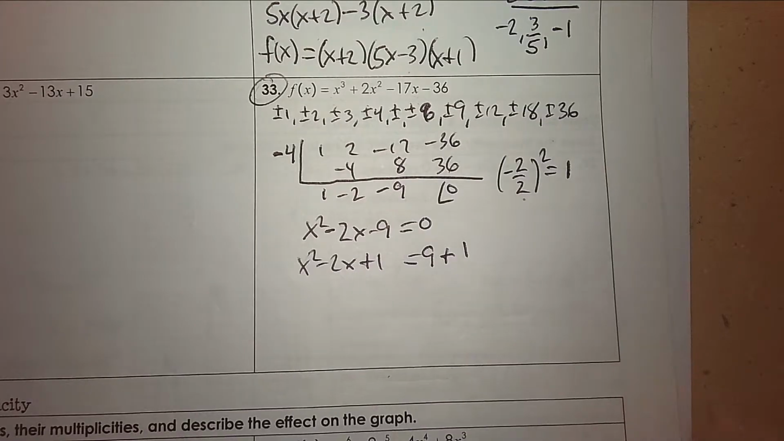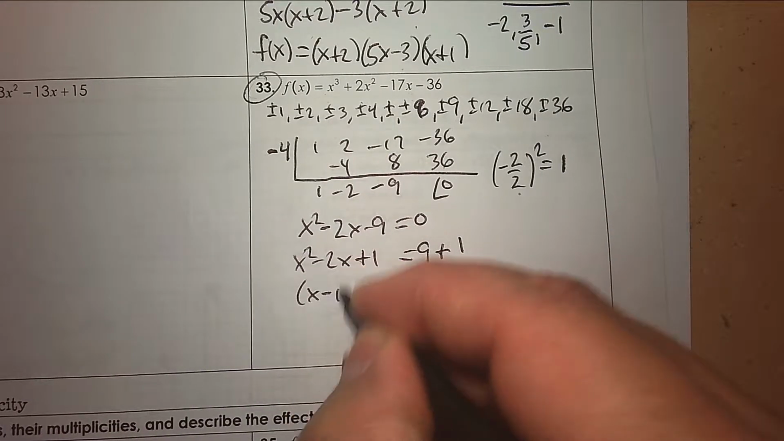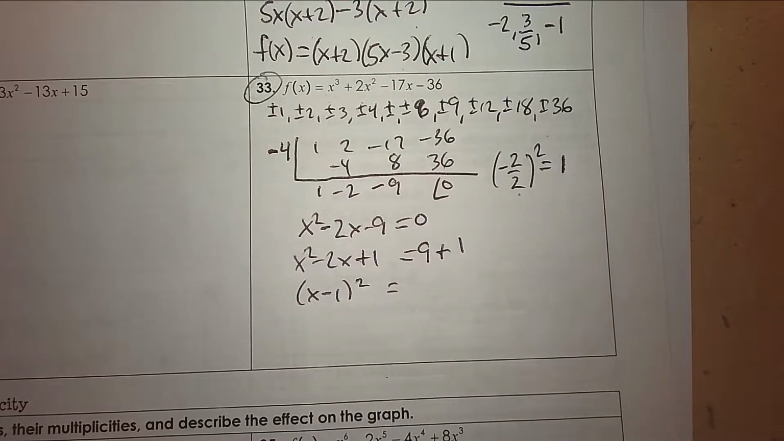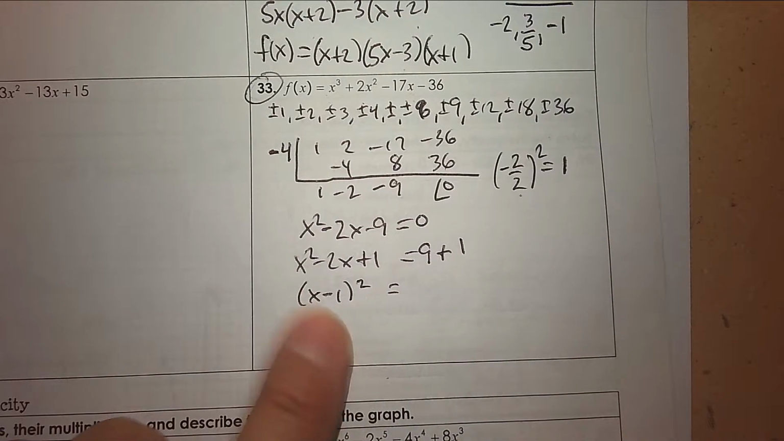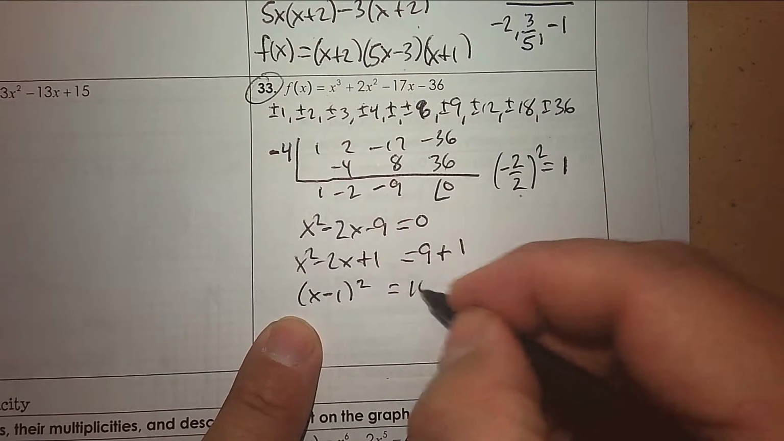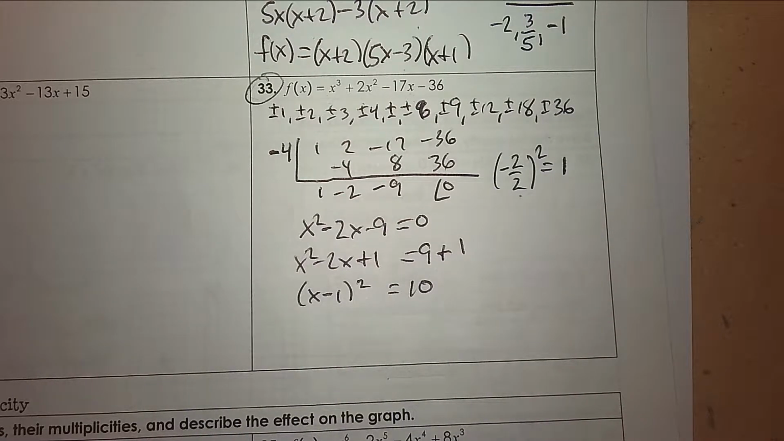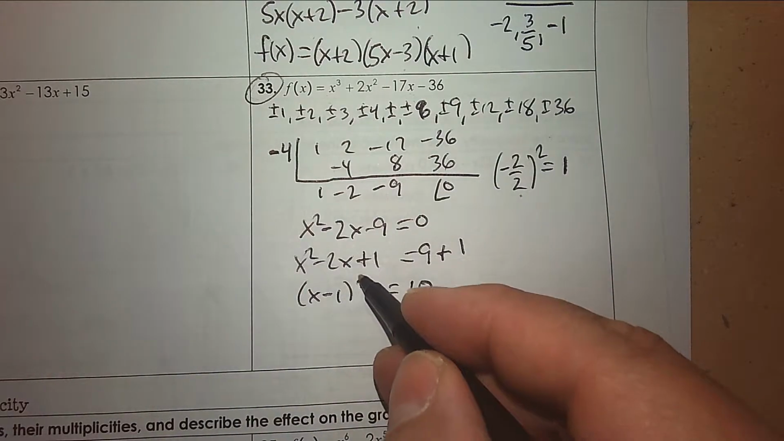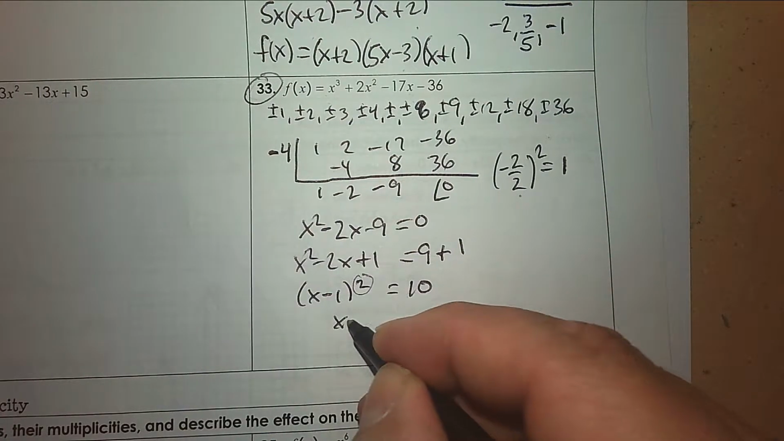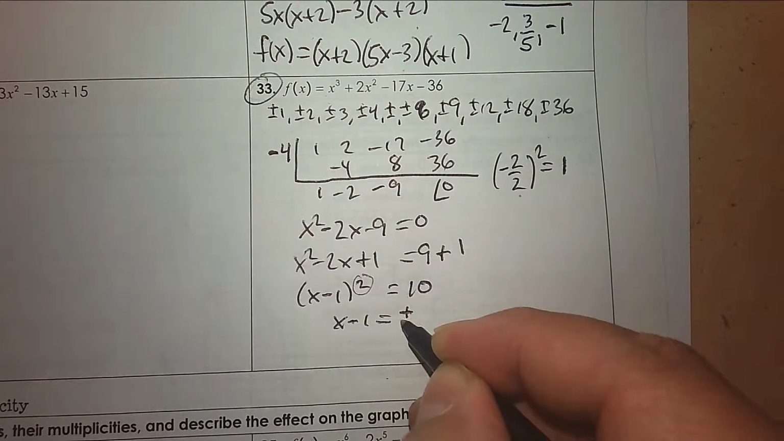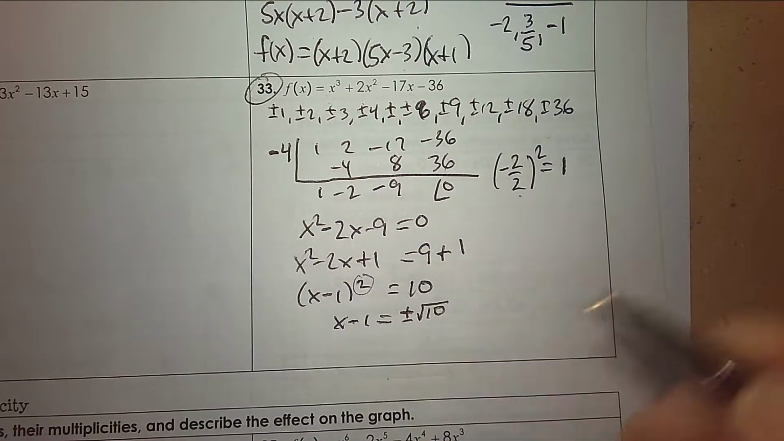All right, the left side is factorable. What two numbers multiply to 1 and add to negative 2? Negative 1 and negative 1. And on the right side is 10. Now, how do I undo a square? A square root. So the answer is positive and negative. And root 10 is irrational.